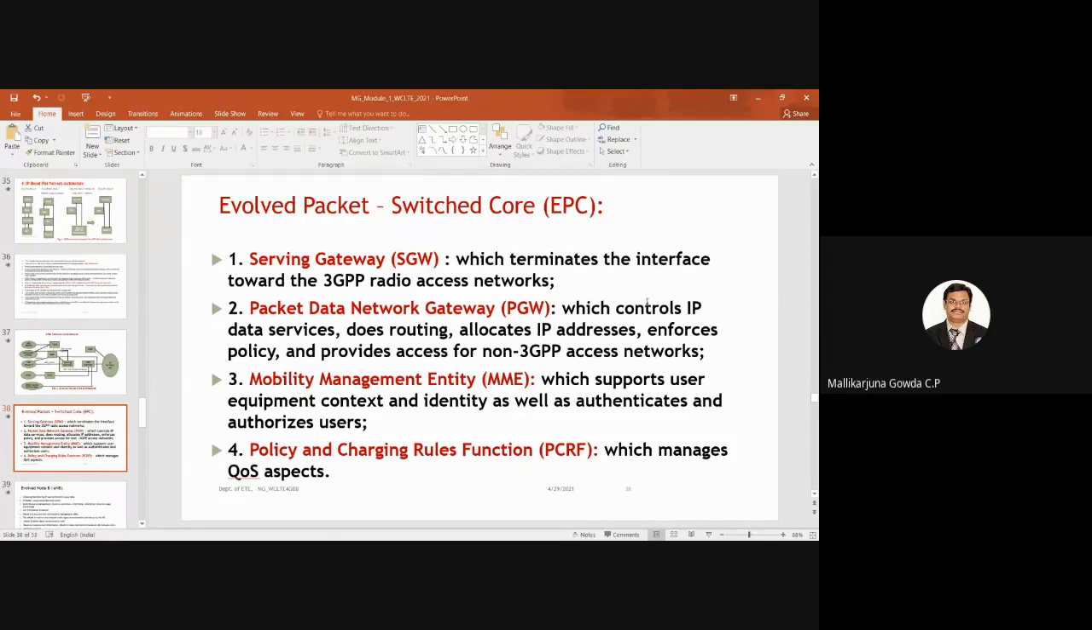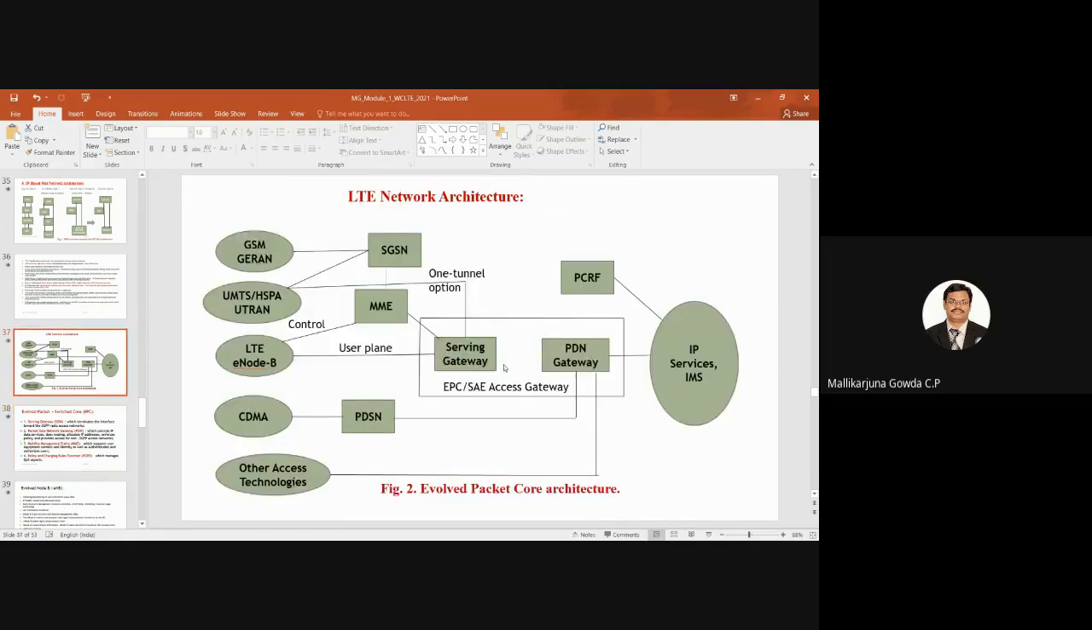Okay, and it enforces policy and provides access for non-3GPP access networks. So non-3GPP means that only. Right? This P gateway is connected to other access technologies. Other access technologies, I said Wi-Fi, WiMAX, and other things. So they are all non-3GPP technologies.